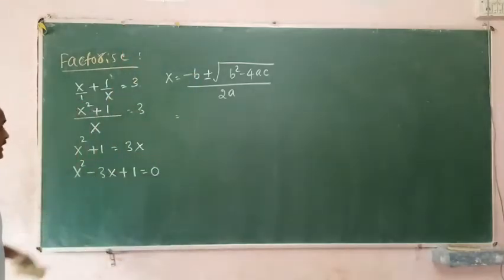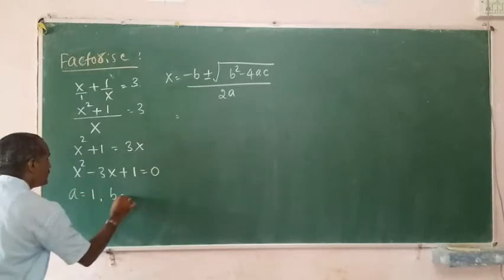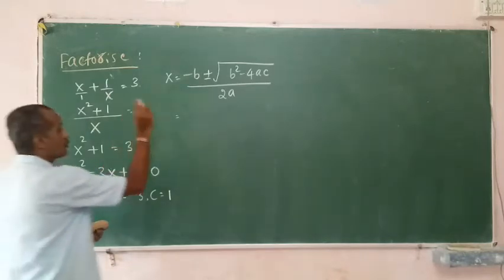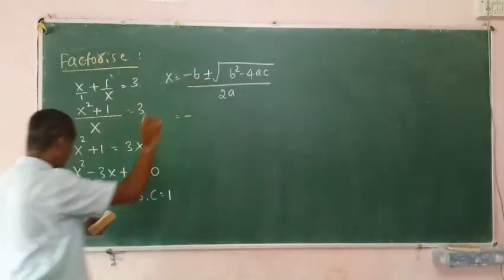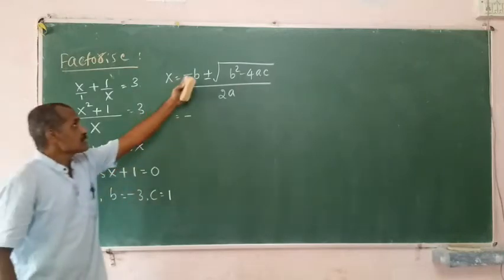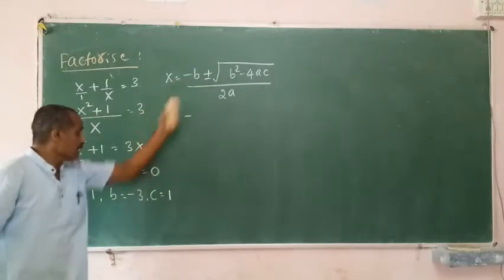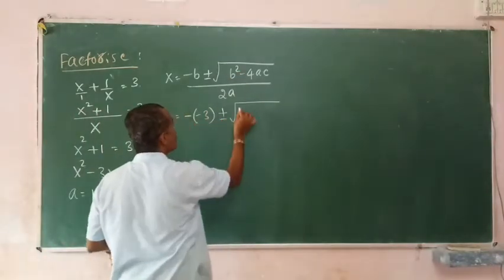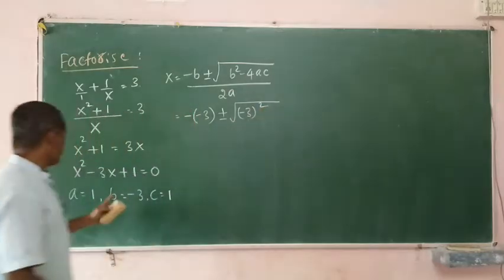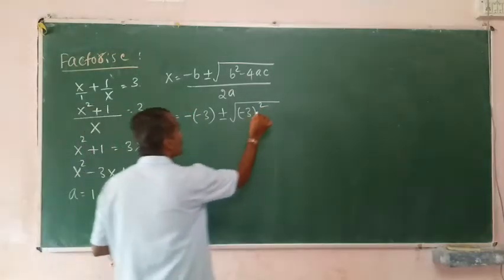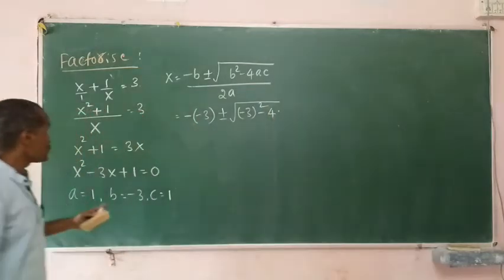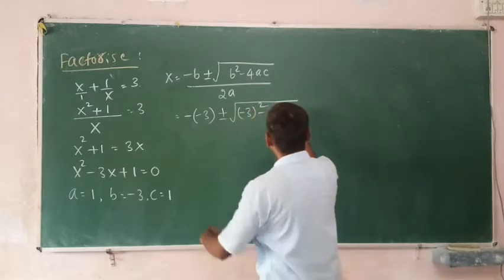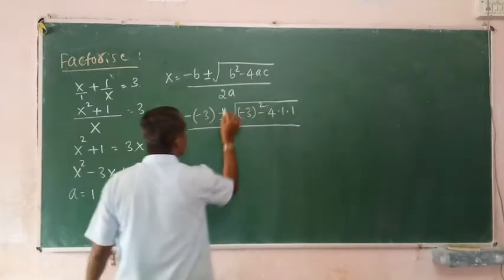I will write here what a, b, c are. a is equal to 1, b is equal to minus 3, c is equal to 1. Okay, formula: minus b, and b is again minus 3. So it is minus of minus 3 plus or minus under root b square, minus 3 the whole square, minus 4 into a, a is 1, into c, c is again 1, whole divided by 2a.